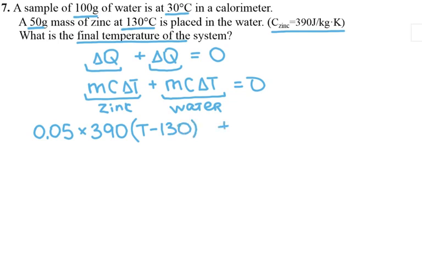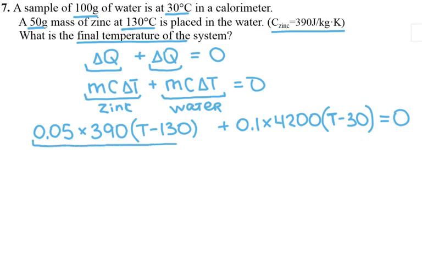And then plus the mass of the water, which is 100 gram, that's 0.1 kilogram. Specific heat of water, the one that I'm going to give you usually on the test, and I'm rounding this number to 4200. Final temperature of them both, the equilibrium temperature that they reach, minus initial temperature of the water, and equals to 0. So I have zinc and I have water.